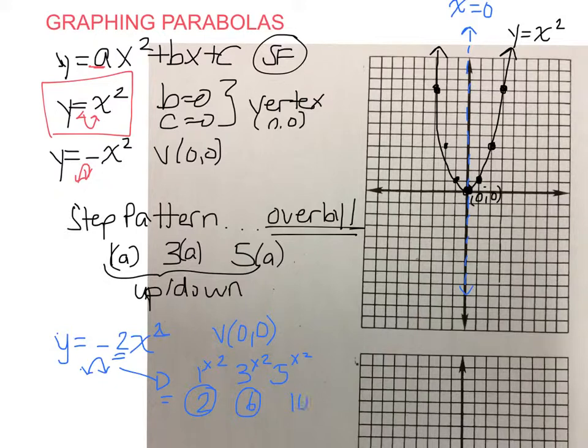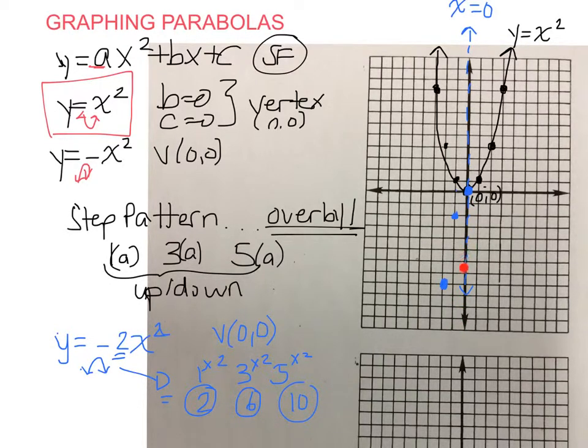over 1 down 10. We're still going to start off at 0, 0, which is right here on the graph, but we're going to go over 1 down 2, over 1 down 6. Now that is probably all we can fit on the graph because 10 would be way down past where our graph ends. Our axis of symmetry is still the same, x equals 0. It's already drawn here on the graph.